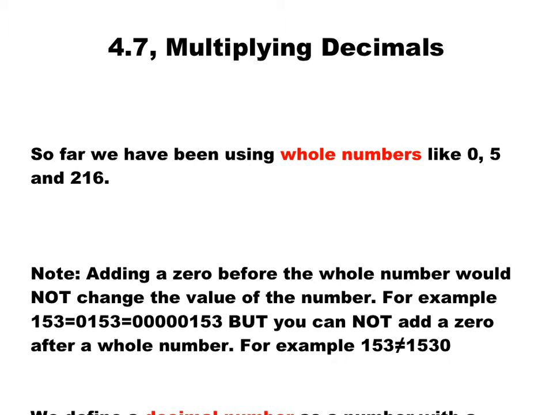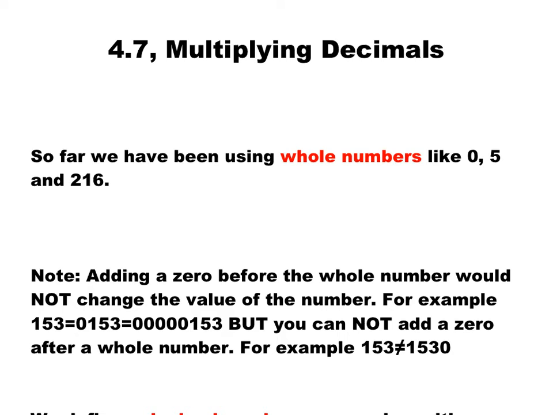Today we are going to talk about multiplying decimals. What you have learned so far is dealing with what we call whole numbers. For instance, a number like 0 or a number like 5 or 216, these are called whole numbers, which the way we show it is that we use the capital letter W to represent the set that these numbers are coming from.